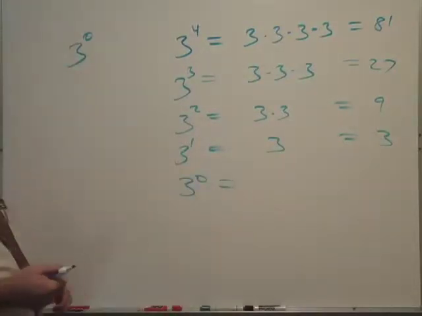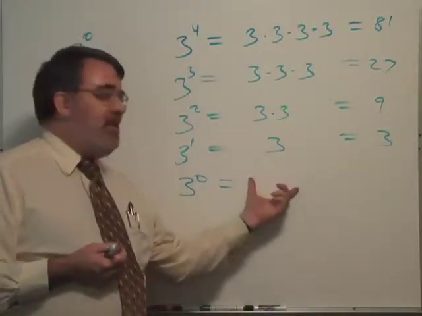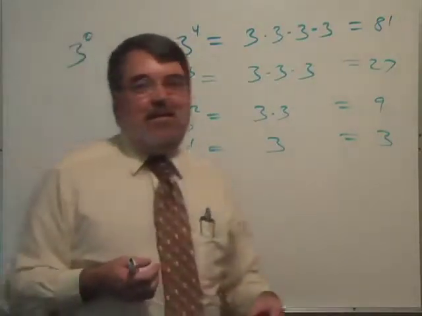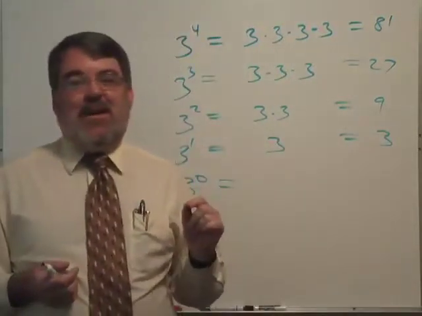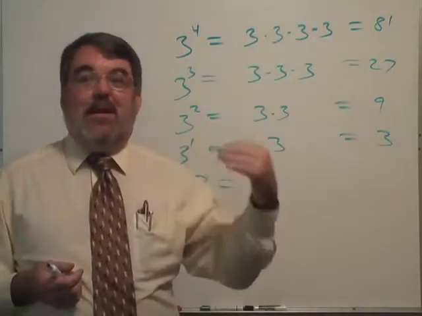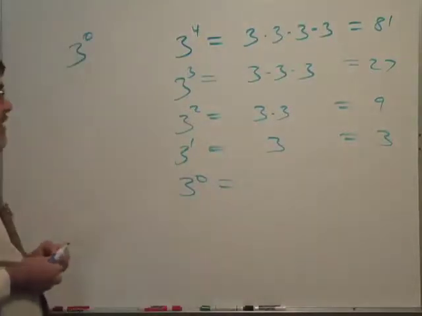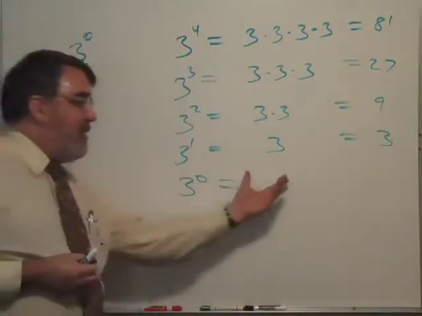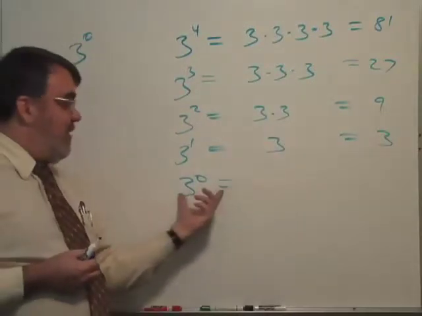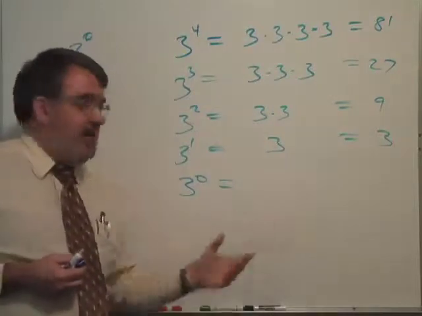And here's where I think it's interesting, because there's nothing here. Does nothing mean 0? Well, that's where you've got to be careful, because nothing in mathematics doesn't always mean 0. There's a difference between 0 and nothing. So don't assume that because there's nothing here, because I'm multiplying no 3s together, right? If I'm multiplying 0 3s, there's nothing to multiply.